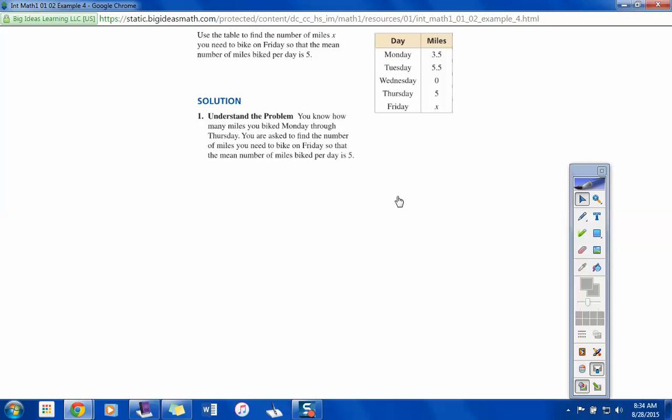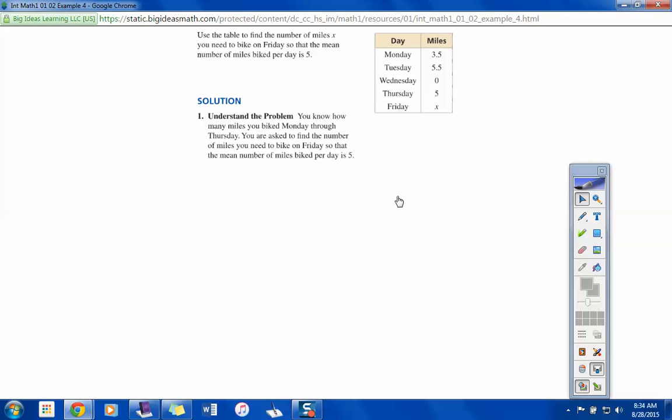Okay. How many days am I going to bike if I go Monday through Friday? 5 days. So how many totals do I have to add up before I can divide by 5? You have to divide by 5. And we want the average to equal what value? 5. Okay. So we would add all these up right here.